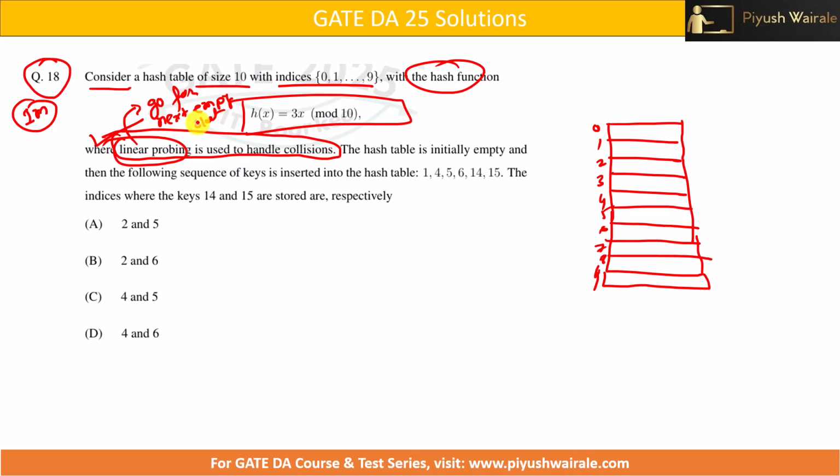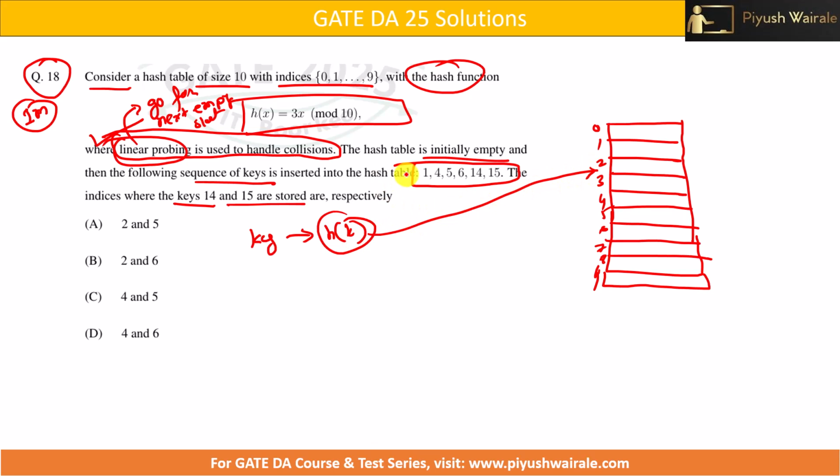The hash table is initially empty, and the following sequence of keys is inserted into the hash table. The question asks for the indices where keys 14 and 15 are stored, respectively. So we have a key and a hash function, and based on the value of the hash function, we allot the index value to these keys. For the first key, 1, h of 1 is 3 into 1, that is 3 mod 10, which is 3. So we store the element 1 at index position 3.